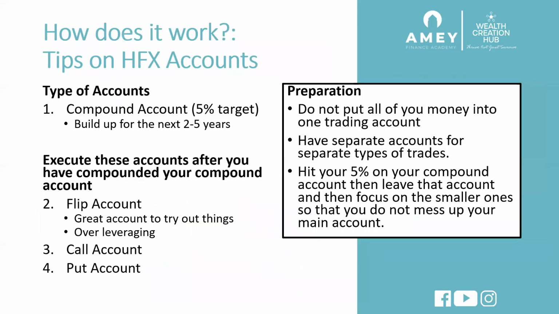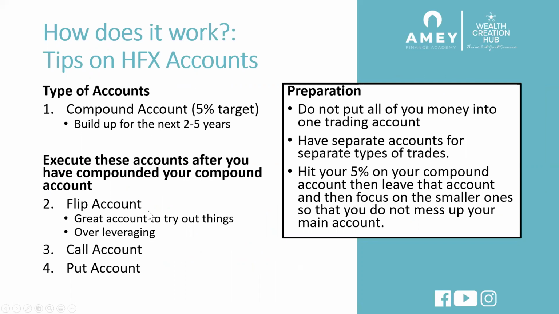So how do we do it? How do we sort our accounts out when we're trading HFX? The type of accounts: you're obviously going to have one account that you compound to have a 5% target a day, and you constantly build that up over 2 to 5 years. But we always say that you should not put all your money into one trading account, because sometimes you'll get to the point where you hit your target and then you want to try different things.